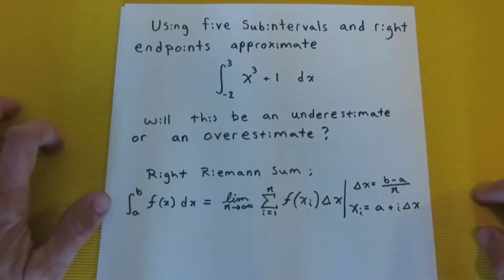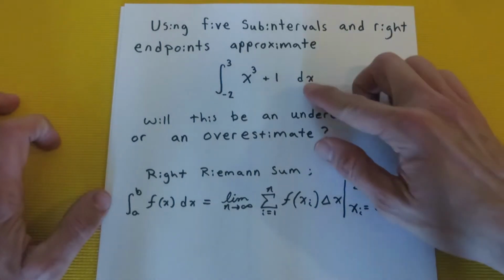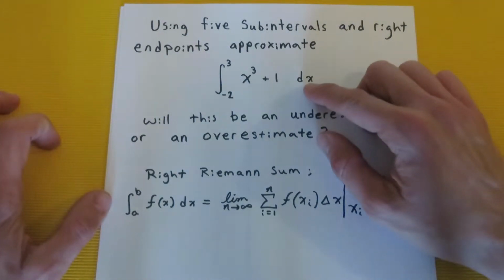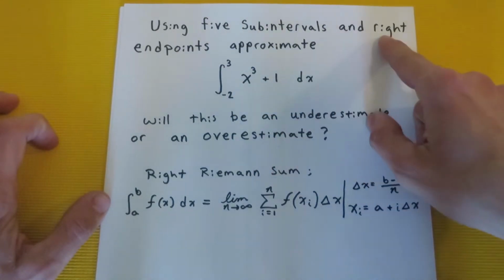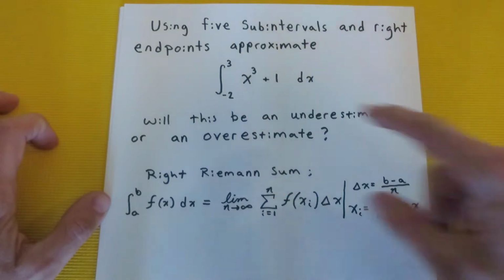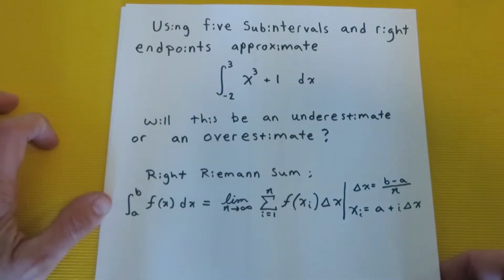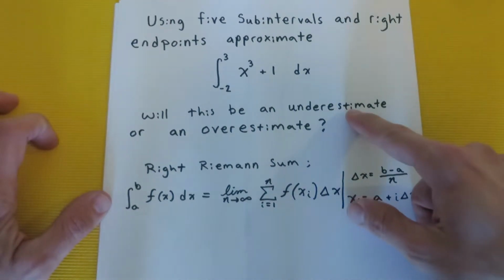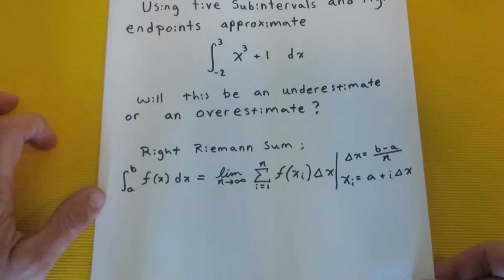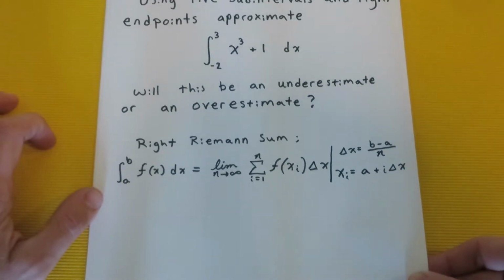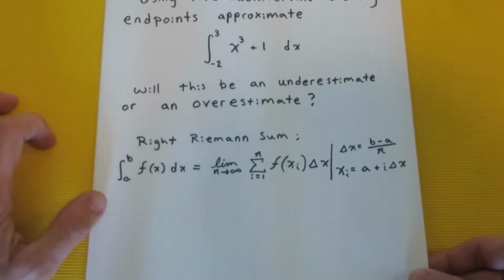In the last video, we were asked to approximate this integral using left endpoints. Now we are asked, using 5 subintervals and right endpoints, approximate the integral. Again, we're asked if this is an underestimate or an overestimate. So before we get into the thick of things, let's just review our definition of a right Riemann sum.